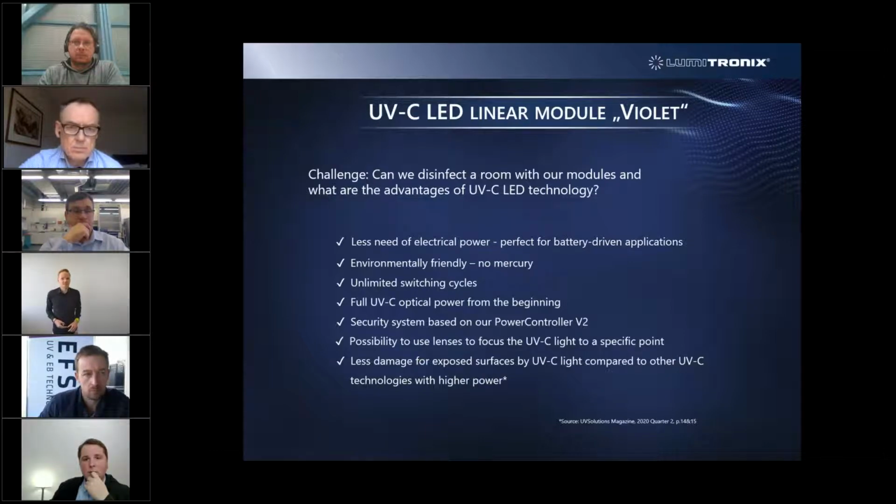And because the optical power is not as high as with common UV technology, we will cause less damage for exposed surfaces. It's not only me saying that, but UV Solutions magazine actually published a report at the beginning of this year saying how important it is to balance the UV energy needed for disinfection on the one hand, but on the other hand, to cause damage to exposed surfaces. They did some research in medical facilities and found out that some of the exposed materials like white PMMA actually showed significant damage.